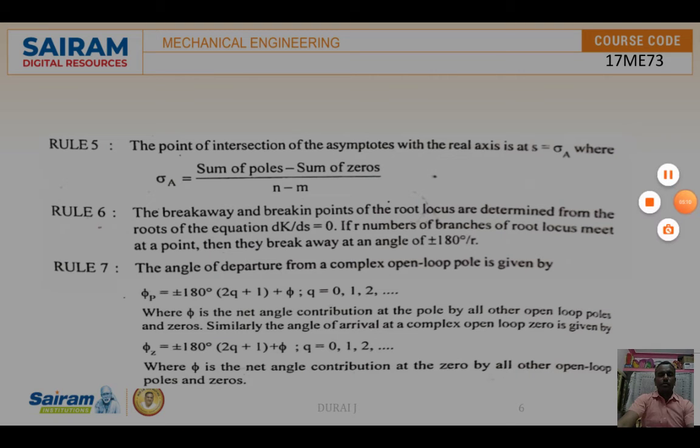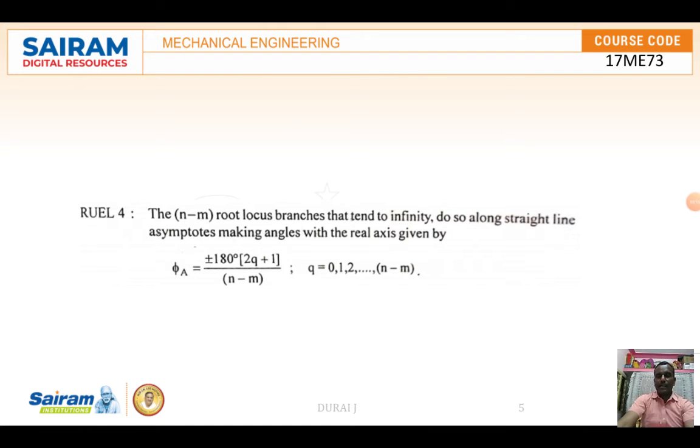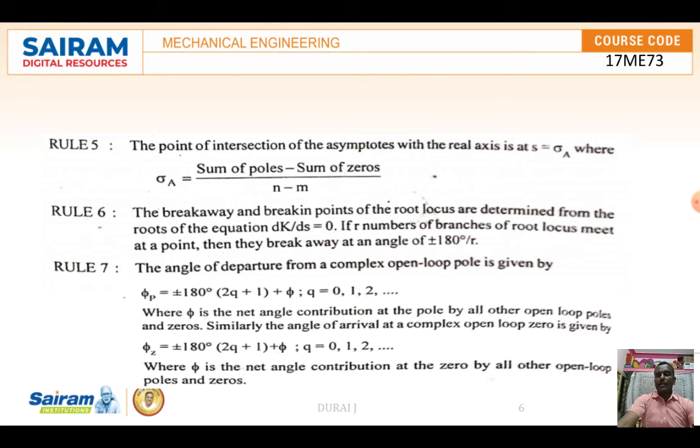Then comes the next thing. After making the centroid, we are going to make the angles. What are the angles we are going to find? That we are going to draw with the centroid only. Then rule 6, we are going to find the breakaway and break-in points of the root locus.